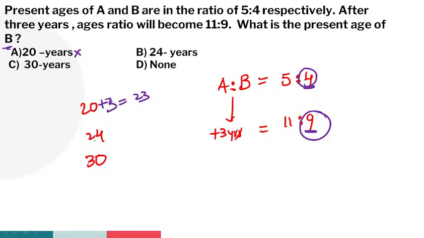What is the second option? 24. 24 is a multiple of 4. Yes. 4 6s are 24. After 3 years, 24 plus 3, 27. 27 is a multiple of 9. Yes. 9 3s are 27. That's why option B is the right answer, guys. 24 is the answer. Somebody is saying 30 years. What happened, guys? Think simply.